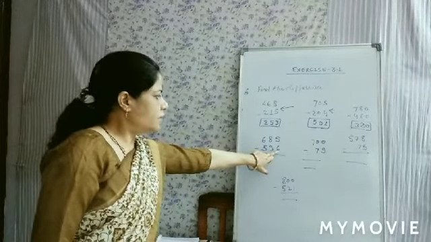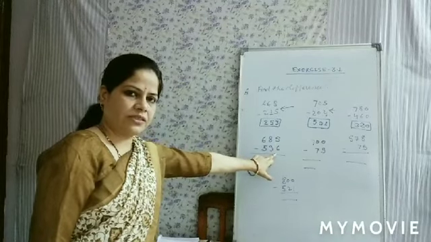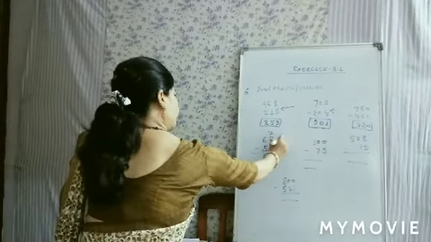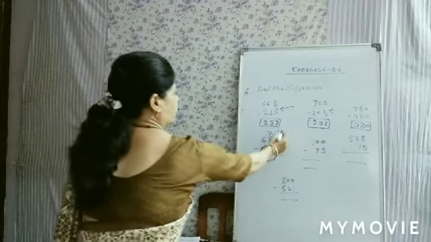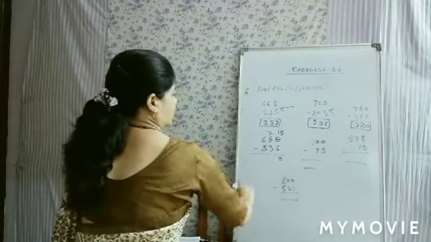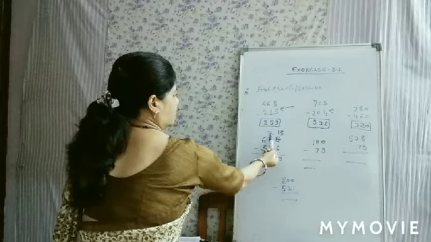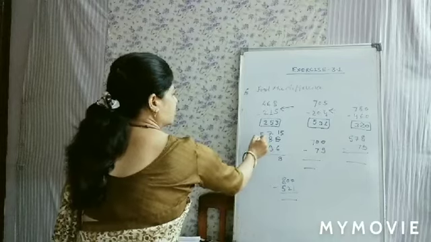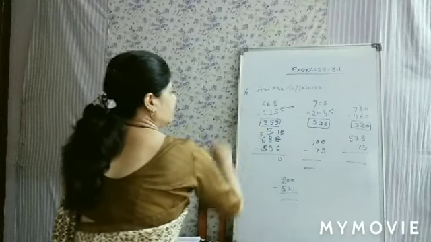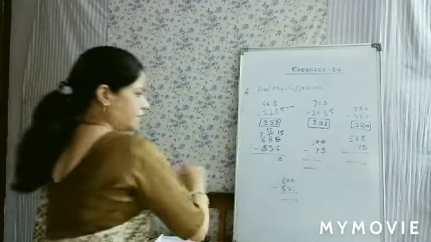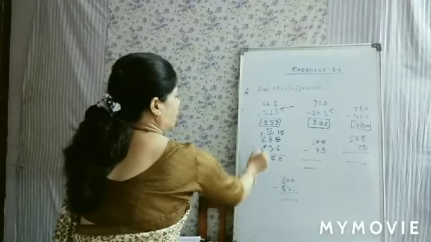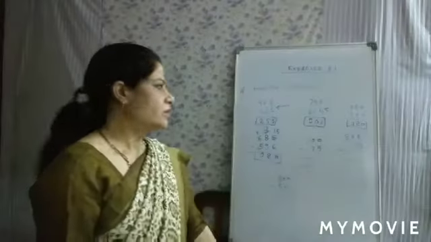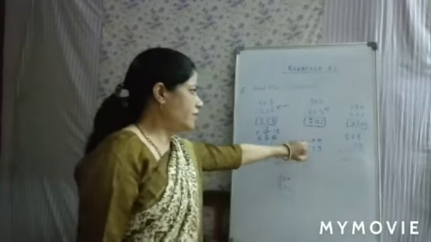You can't subtract 6 from 5 because 5 is smaller than 6. So you have to borrow from 8. So 8 will be 7 and 5 will be 15. 15 minus 6 will be 9. Now again you can't subtract 9 from 7 because 7 is smaller than 9. So you have to borrow from 6. 6 will be 5 and 7 will be 17. Then 17 minus 9 will be 8. And 5 minus 5 will be 0. So what is the difference here? 89. Now you have to subtract 79 from 700.